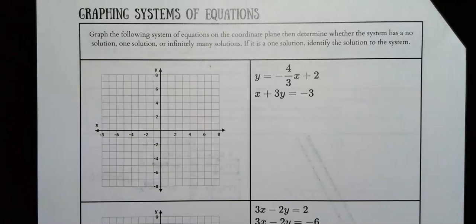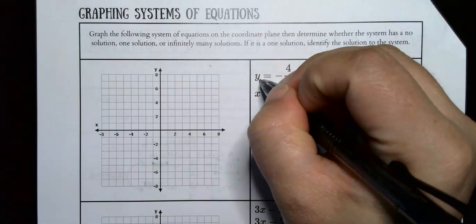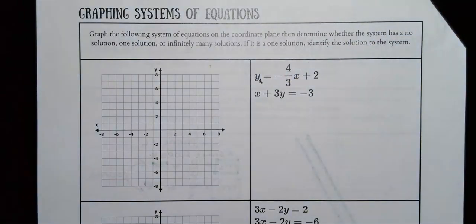Now, some of your equations are going to be given to you already ready to graph in slope-intercept form, but if they are not in slope-intercept form, then I'm going to ask you to solve for y so you can identify the slope and the y-intercept and graph them on the coordinate plane. So as you can tell on our first example here, I'm going to go ahead and call this y1 because it's already solved for y.